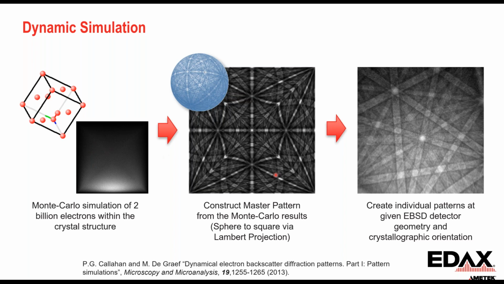And then we construct the master pattern of the orientations, and basically we go from what's called the sphere projection here to a square projection via a Lambert projection. But we're essentially simulating all the orientation space here and can project that. And then once we have this for a material, then we add our EBSD detector geometry and the crystal orientation of interest to extract the section of this orientation space that represents what we should be seeing with the detector. So that's how very quickly we create a simulation.